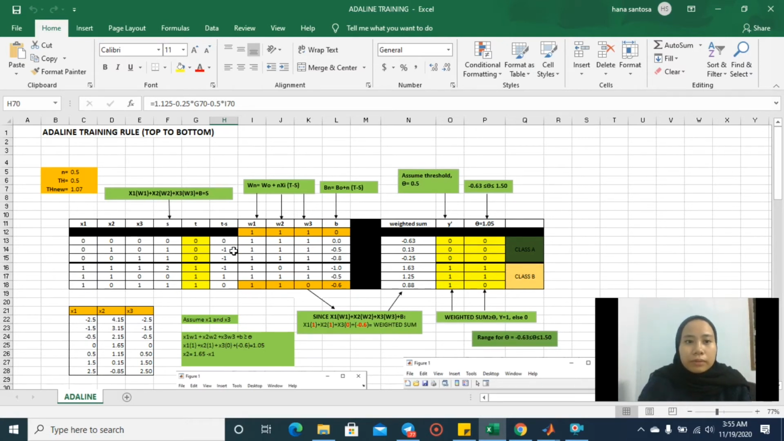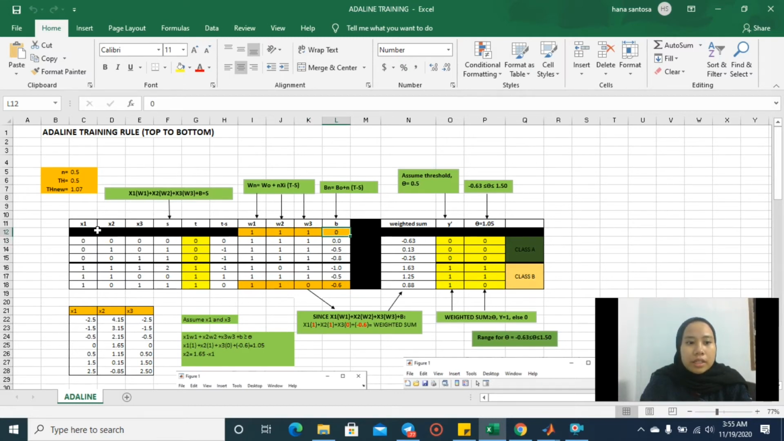Okay, for this part, I will explain about the Adaline training rule, top to bottom. First, this is the data that is given from the instruction. Okay, for this, we are using the learning rate, which is 0.5. And we assume W1, W2, W3, and B are 1, 1, 1, and 0.